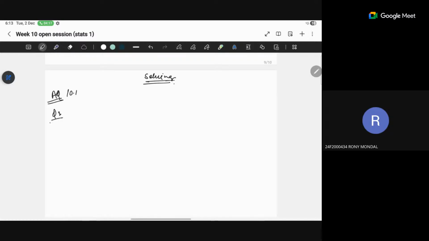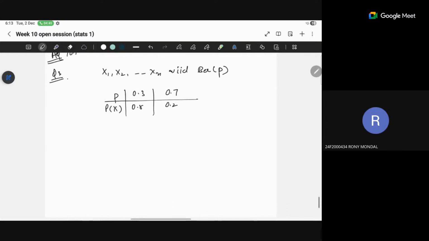10.1, question number 3. So what is the question? We have X1, X2, ..., Xn, an IID sample following a Bernoulli distribution with P as a parameter. Now we have the PMF of P, which takes two values, 0.3 and 0.7, and the probabilities associated with them are 0.8 and 0.2. The samples are 1, 1, 0, 1. Now we need to find the posterior mode.